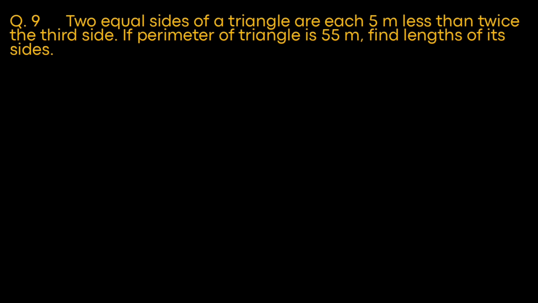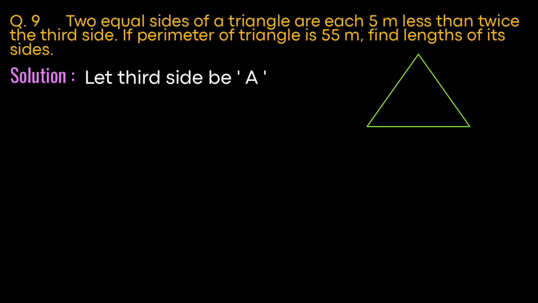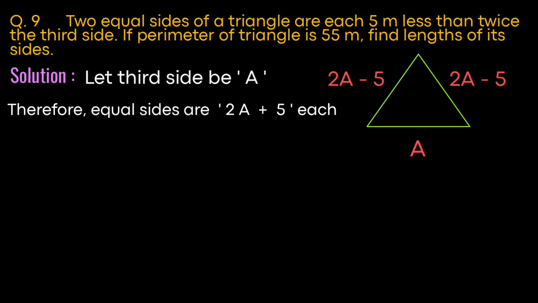Question 9. Two equal sides of a triangle are each 5 meters less than twice the third side. If the perimeter of the triangle is 55 meters, find the length of its sides. Solution. Consider the third side to be a. Therefore, the equal sides would be 2a minus 5 each.